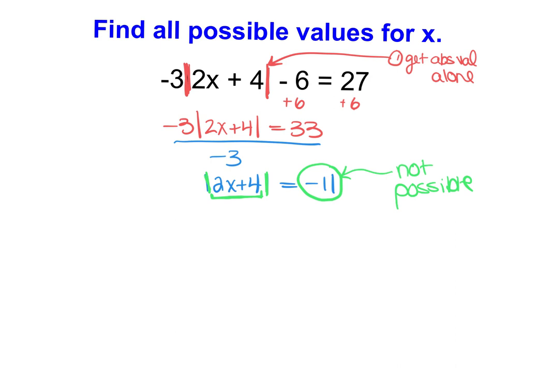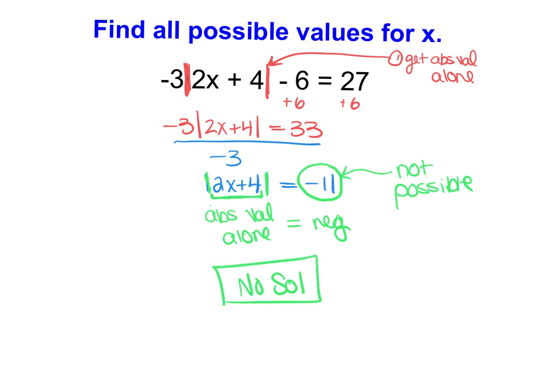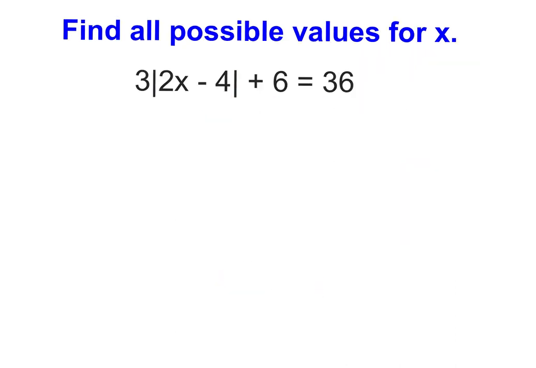A negative distance from 0 is not something that logically exists. So here, because you have an absolute value all by itself, and that absolute value alone equals a negative number, that is when you can stop and say that there is no solution. So let's take a look at another different but slightly similar example.